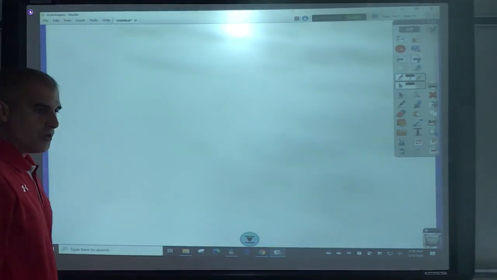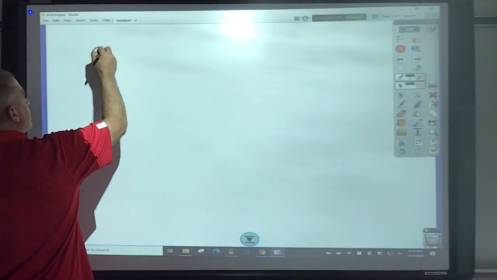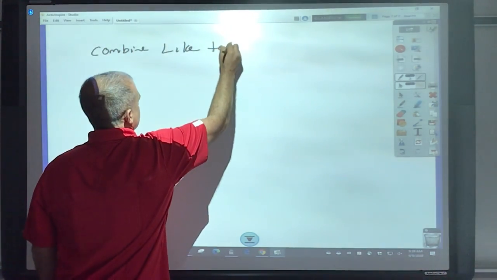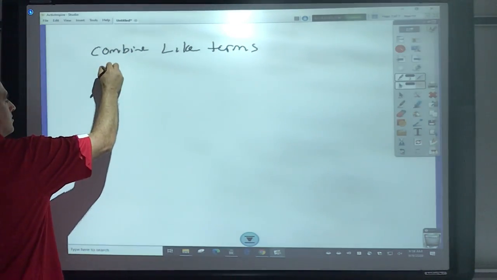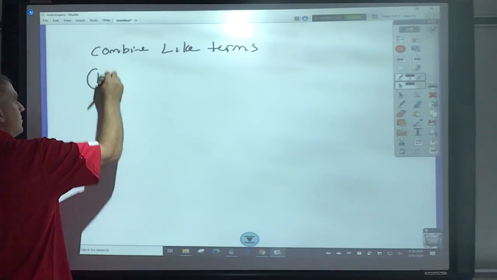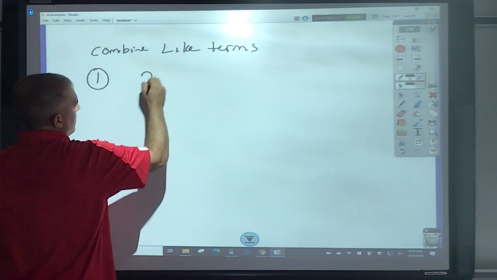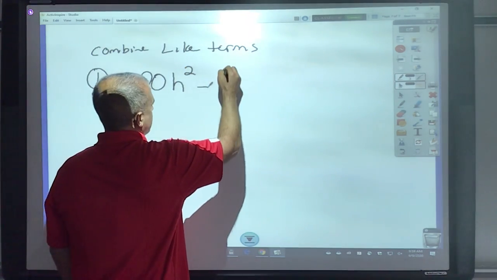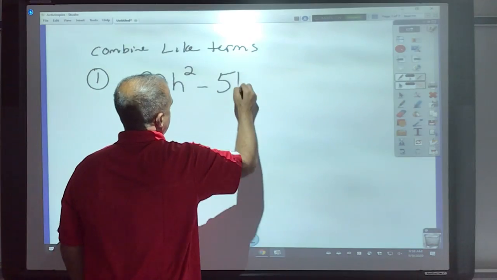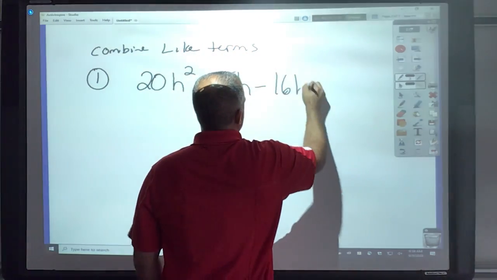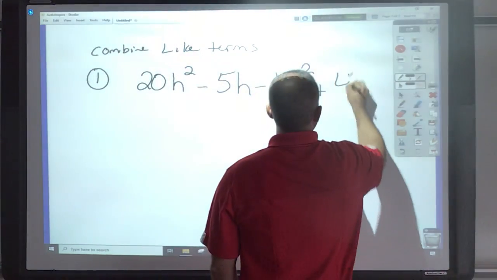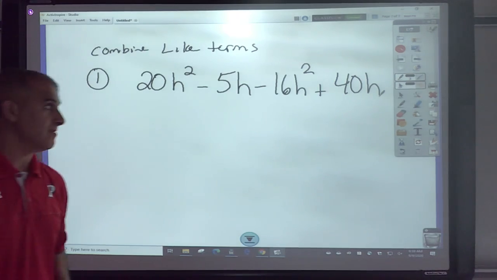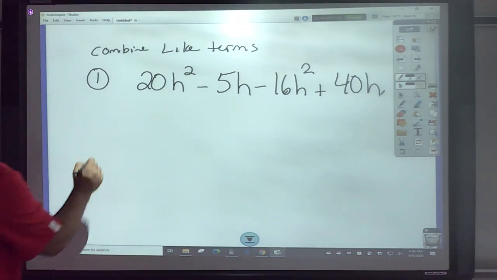Now, what you want to do with that, let's say the question said combine like terms. All right, so let's say I would like you to write down these two examples. Let's say 20h squared minus 5h minus 16h squared plus 40h. Okay? Go ahead and write down that example. Okay? All right? And go ahead and write down this example.